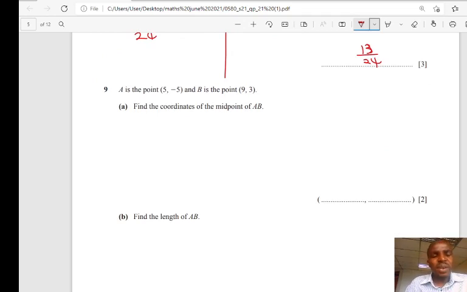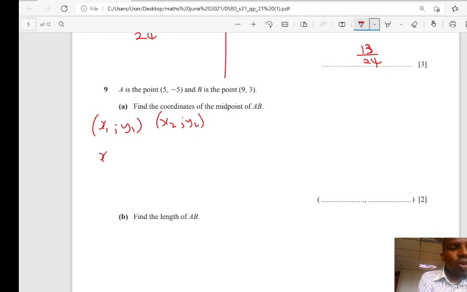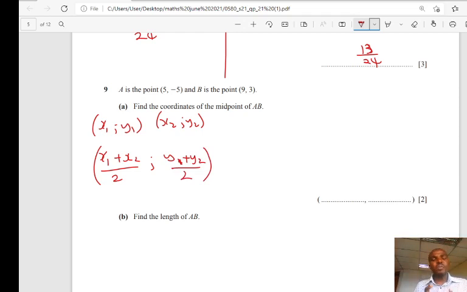A is the point (5, minus 5) and B is the point (9, 3). Find the coordinates of the midpoint of AB. Midpoint, if you are given 2 points, for example, x1, y1, and x2, y2, the midpoint will be x1 plus x2 over 2, then y1 plus y2 over 2. That's the midpoint formula for finding the midpoint. So this one you can call x1, y1. Then this one x2, y2 here.